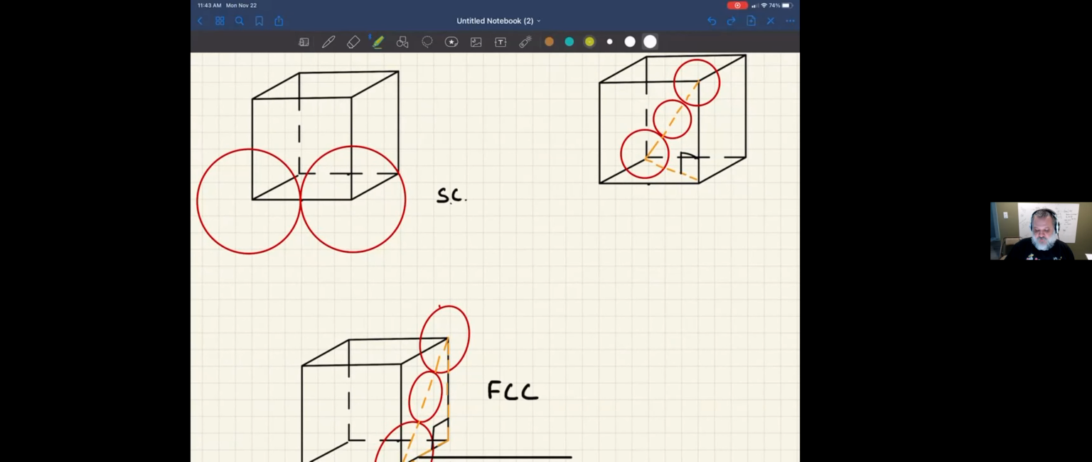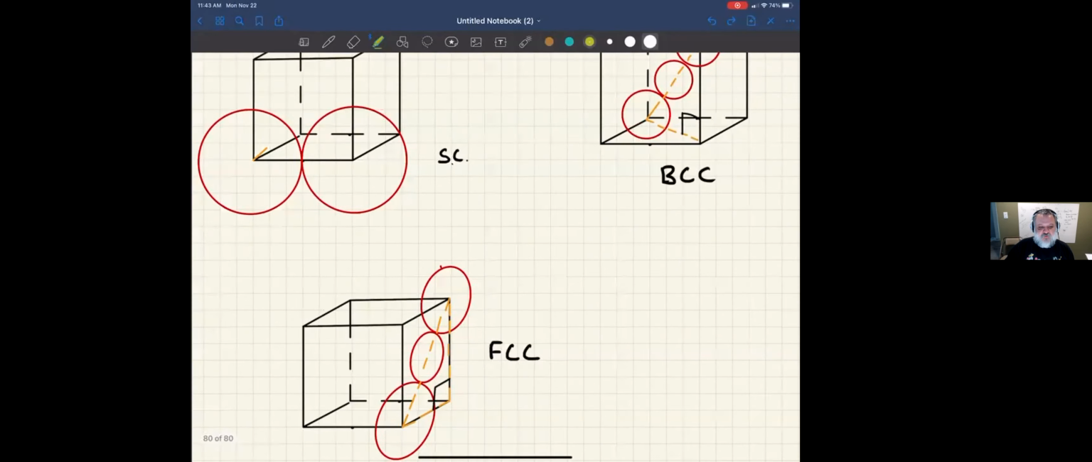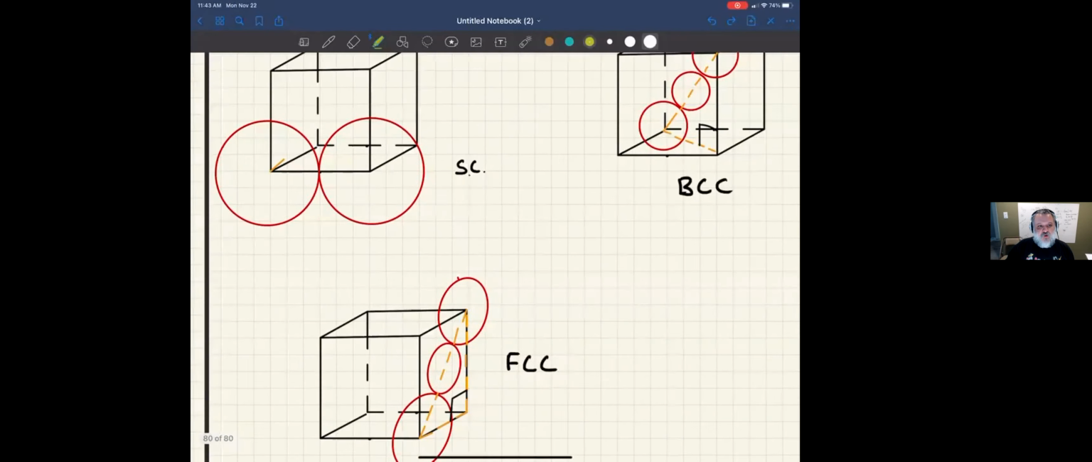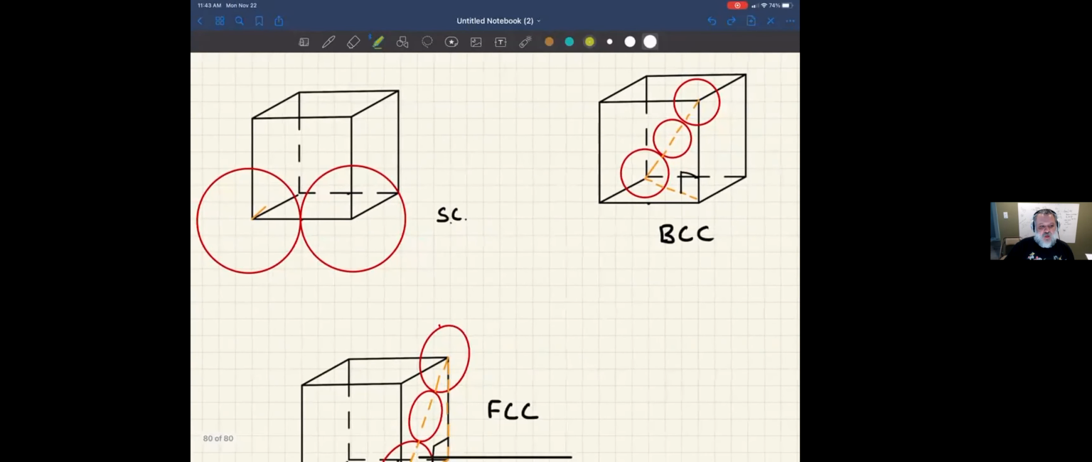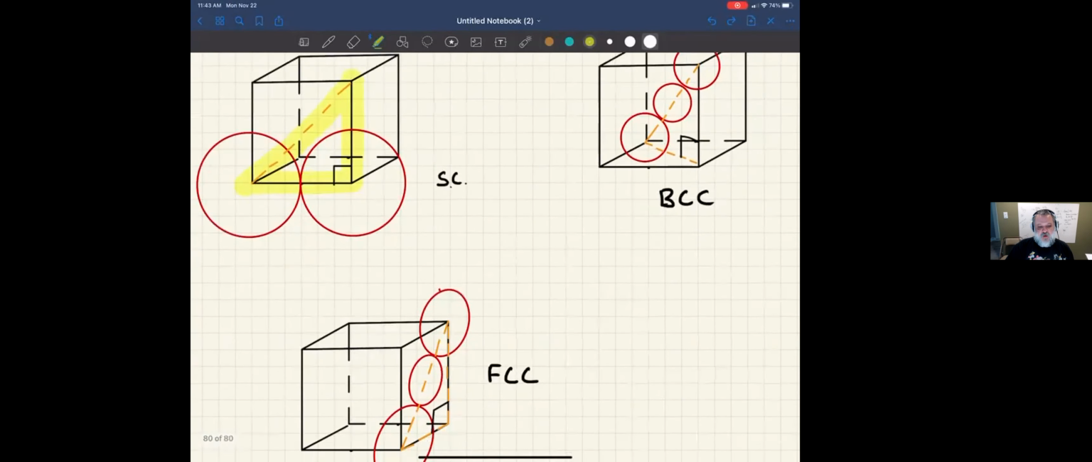But let's go ahead and relabel these: simple cubic, face-centered cubic, and body-centered cubic unit cells. All right, let's go over here to simple cubic. Let's take a look at the triangle that I want to consider. Now, I don't think I actually need a triangle in this case, because remember, the two atoms that touch are right along the edge.